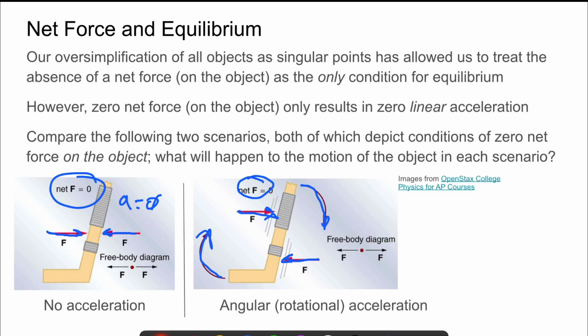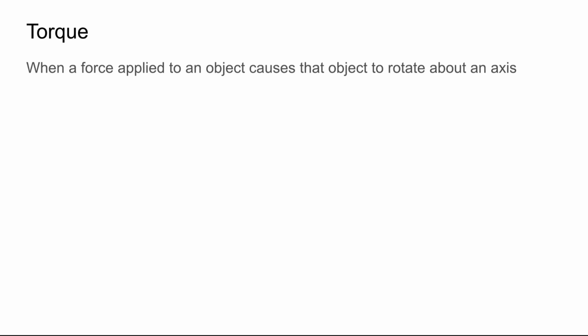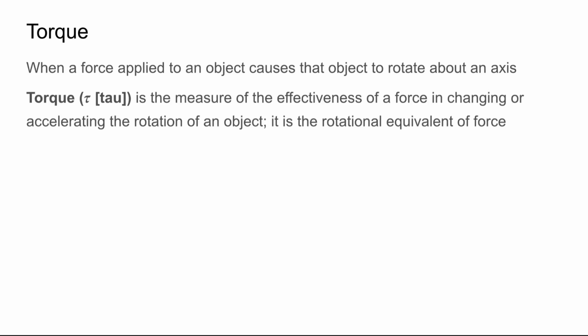And so we have no acceleration under one condition where we have no net force, and we have an angular or rotational acceleration under the second condition, even though in both of them we have a net force of zero. And torque is what we call it when a force applied to an object causes that object to rotate around or about an axis. Torque, which we symbolically represent with the Greek letter tau, is the measure of the effectiveness of a force in changing or accelerating the rotation of an object. And it's the rotational equivalent of force.